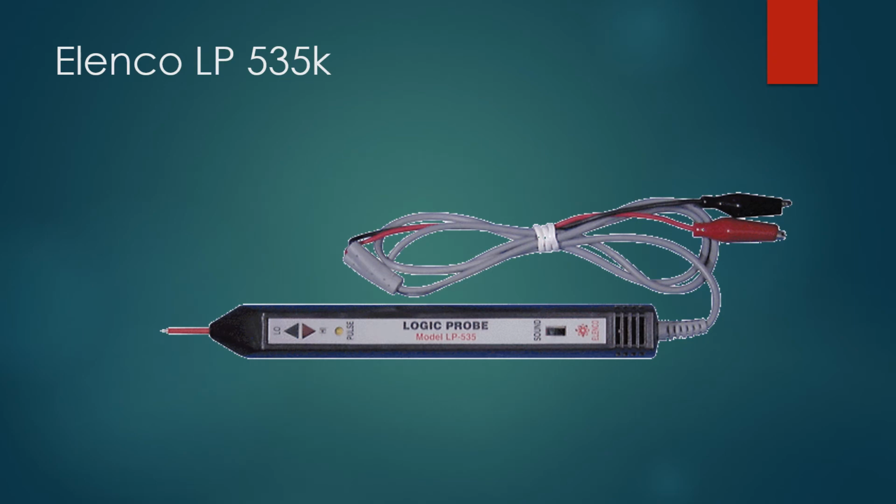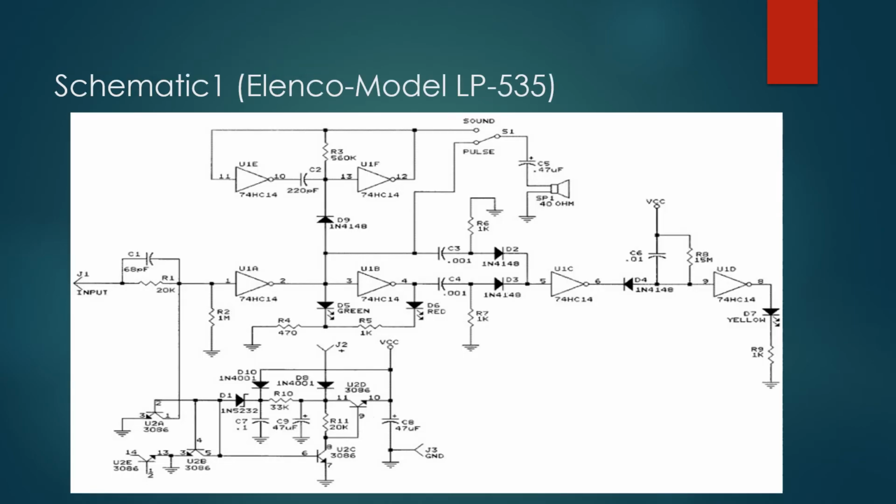Coming to our other probe, which is Elenco LP535K. Well, the schematic of the probe is also complex. It displays logic levels high or low, sounds high level, and voltage transients down to 10 nanoseconds. To detect the high and low logic levels, the LP535 uses two inverters, U1A and U1B. As shown in the schematic diagram, one inverter drives the low, which is the green LED, and the other the high, which is the red LED. The red LED lights when the input voltage is more than 50% of the supply voltage.